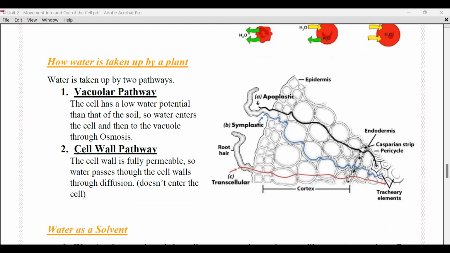So there are two main methods by which a plant takes up water, which are the vacuolar pathway and the cell wall pathway. When considering the vacuolar pathway, there is a lower water potential in the roots than that of the soil, so water enters the root cells through osmosis. And when considering the cell wall pathway, which occurs through diffusion as the cell wall is generally fully permeable, water passes through the cell walls from cell to cell without actually entering the cell components.